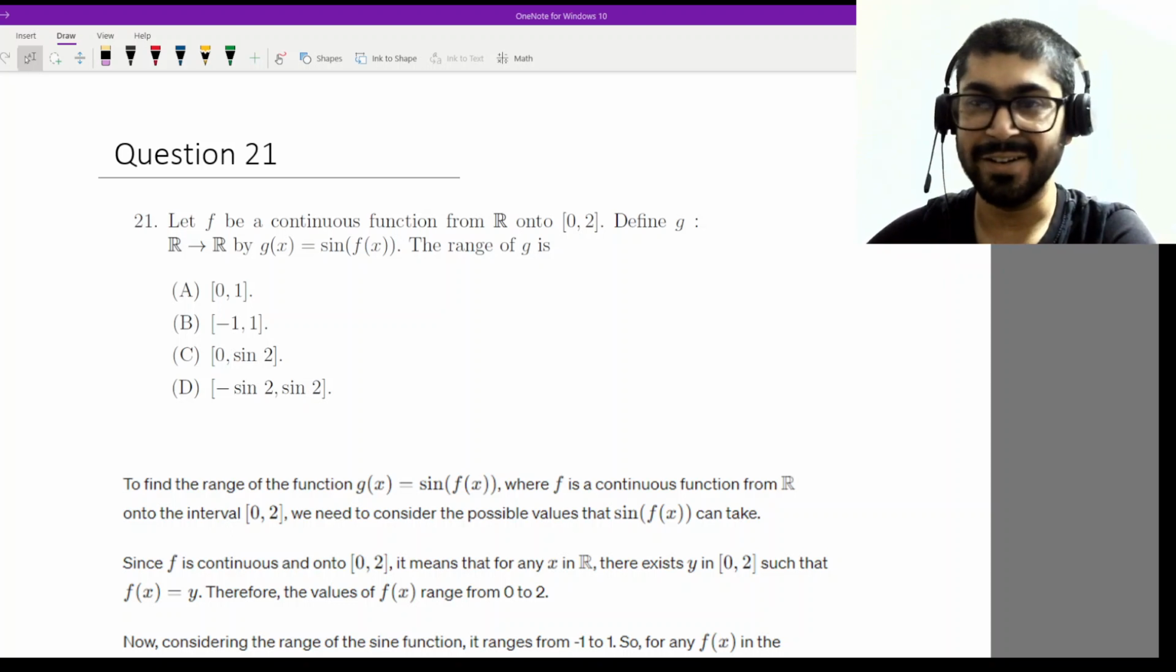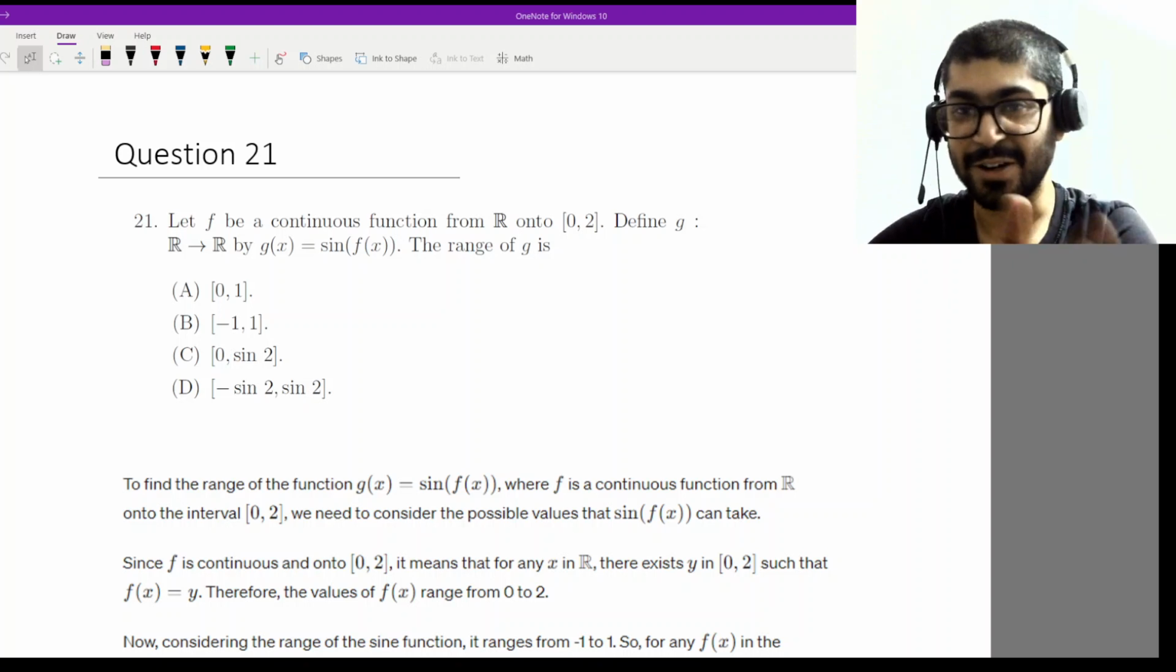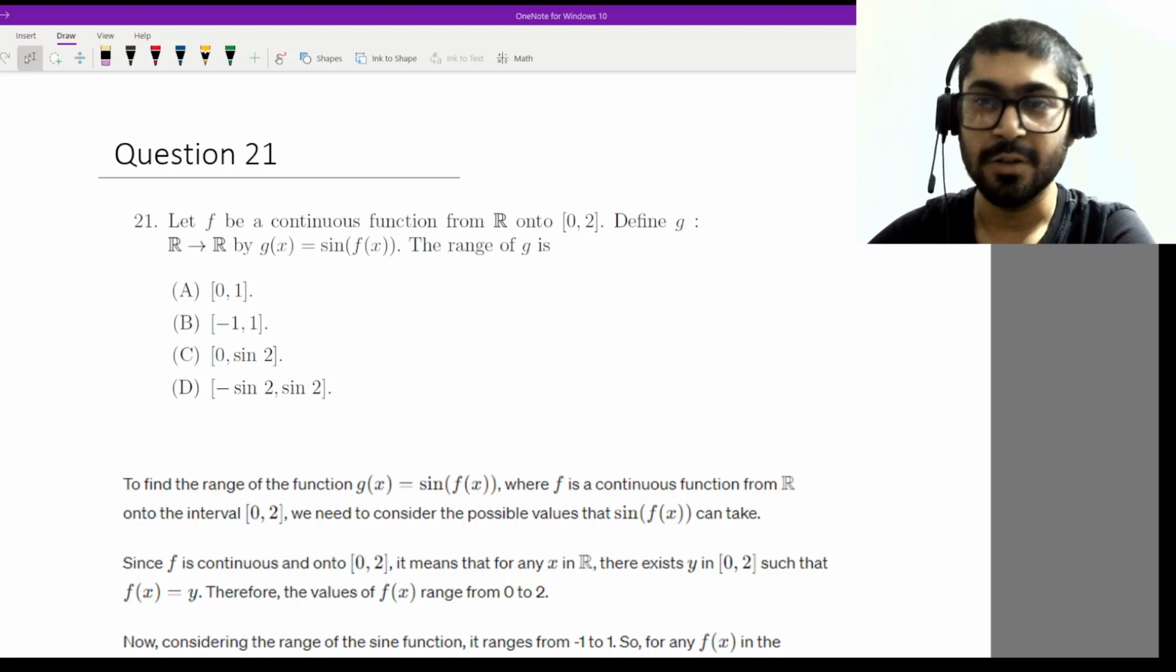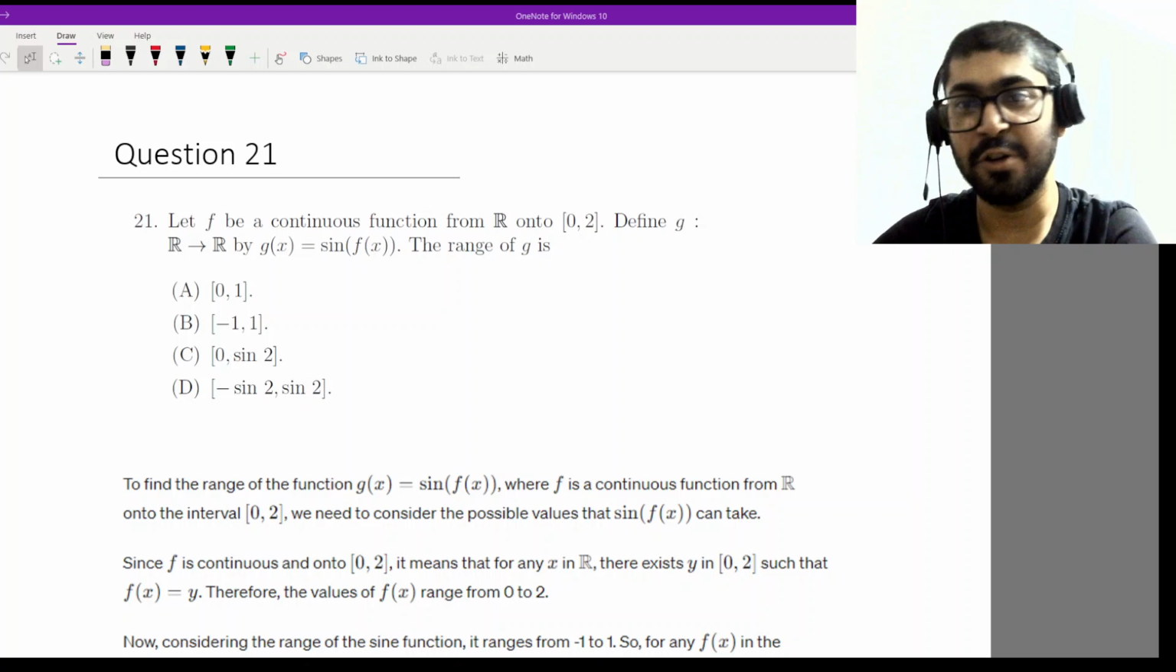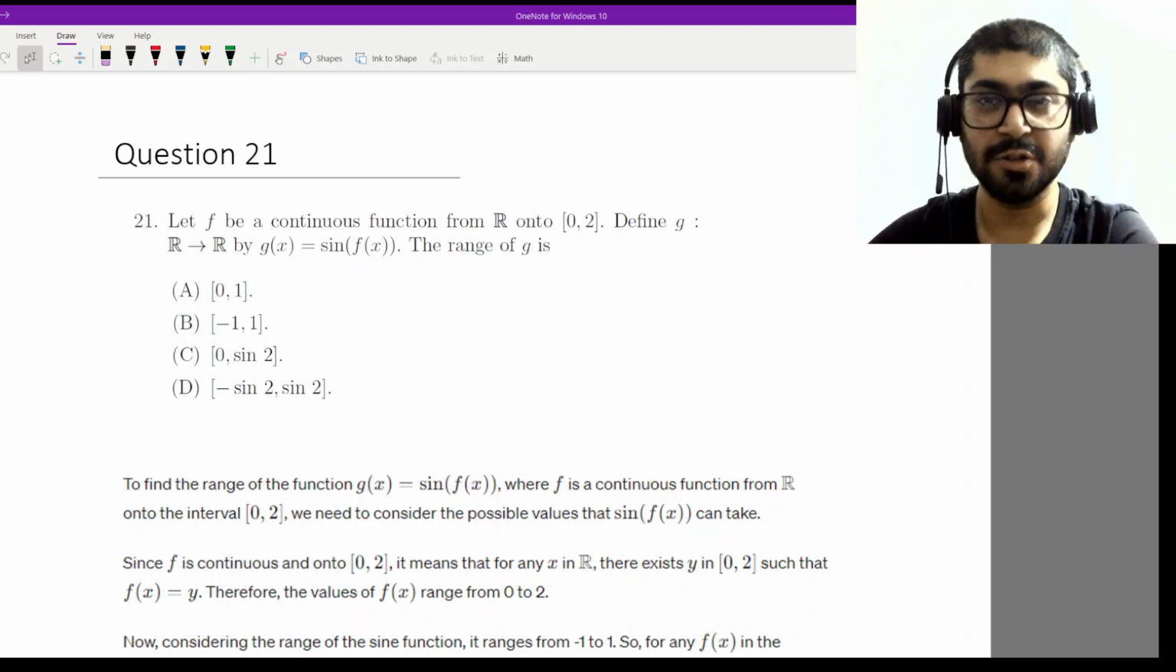So question 21 is quite easy. In fact, it was so easy that I found the solution in a book. I have the solution here and I will explain it to you line by line. Alright, let us go through the question first.